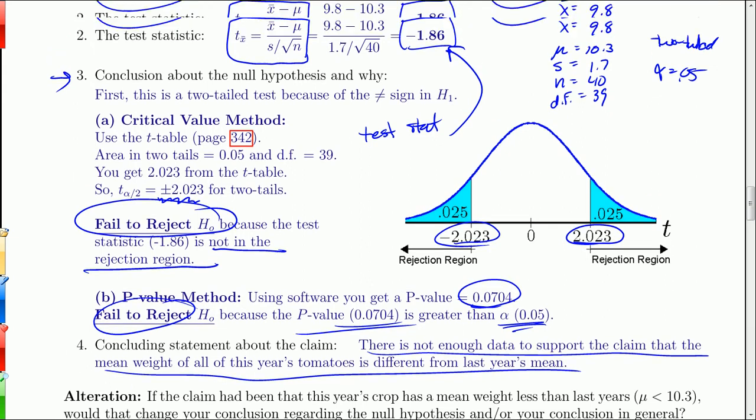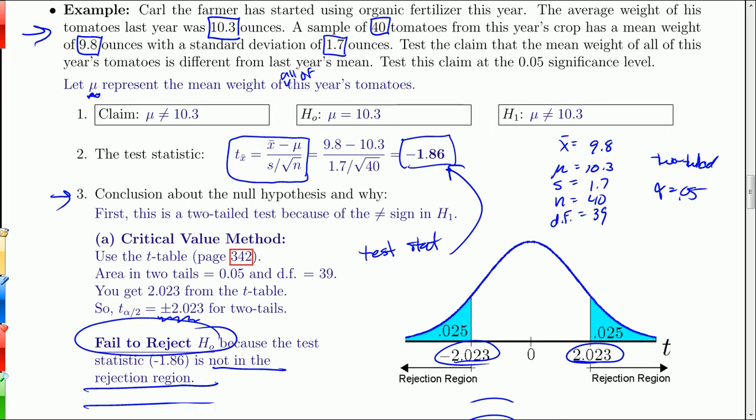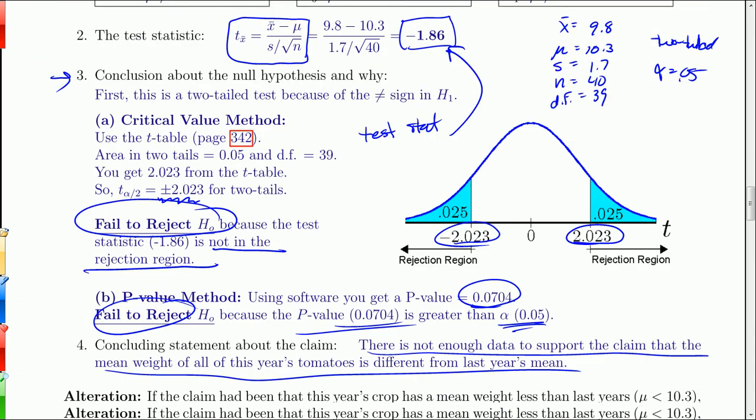We could have played this very similar game where we actually had a claim that they were equal, which would result in another type of two-tailed test. But basically what we're saying is 9.8 from a sample is not different enough from 10.3 to believe that the entire population mean is different than it was last year. It's not different enough.